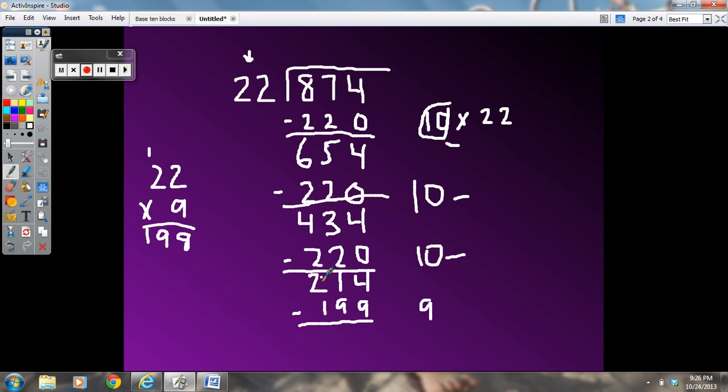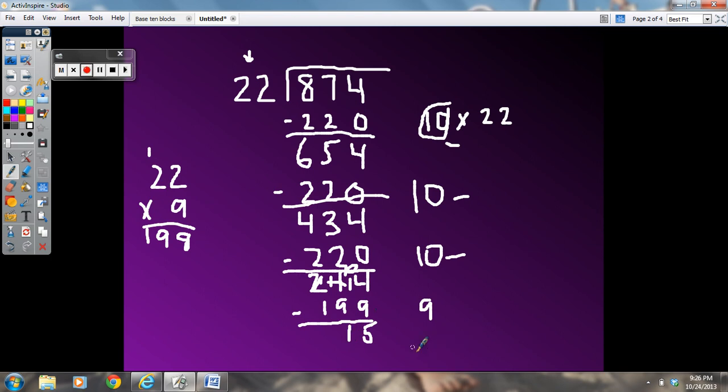I would subtract, I would borrow, subtract, and what I would be left with was 15 blocks.